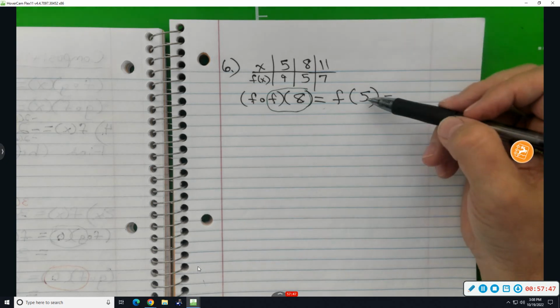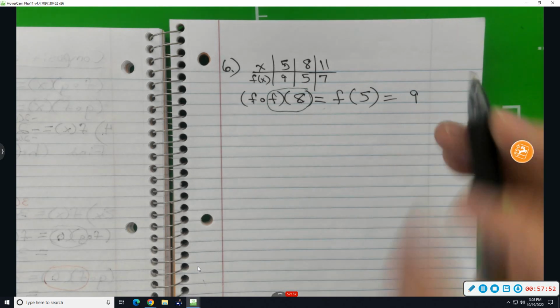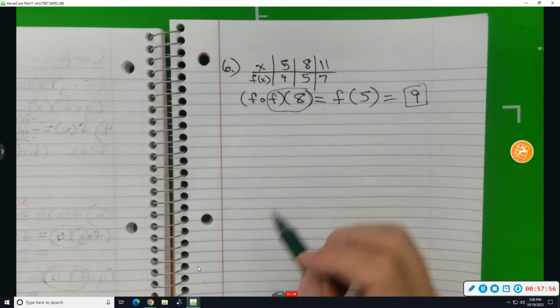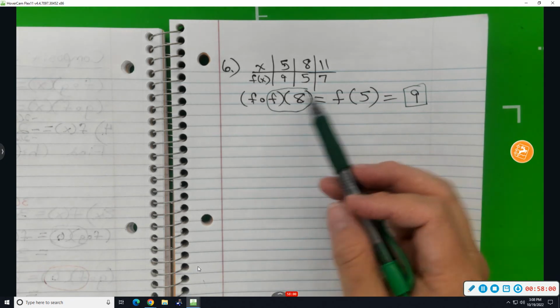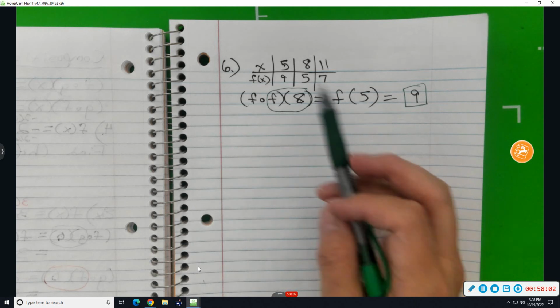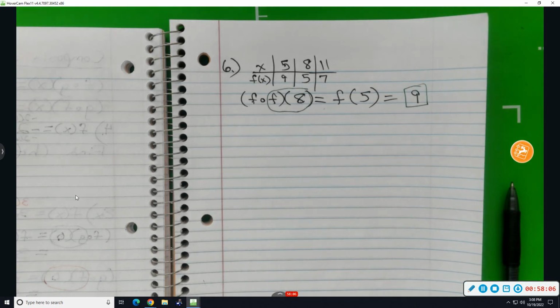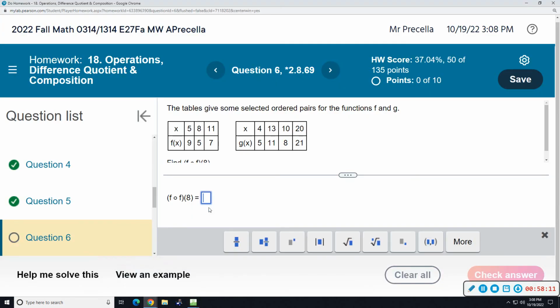Then what's f of 5? You go up here to 5. 5 is assigned to 9. It's just repeated function notation. Find f of 8. That gave you 5. Then find f of 5. That gave us 9. A composition of two functions at a number gives you a final answer that's a number.